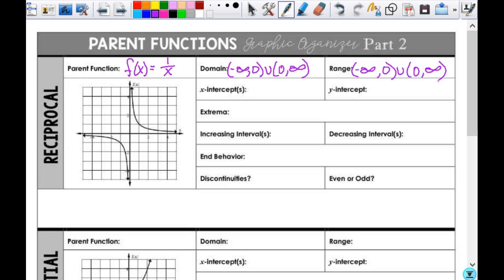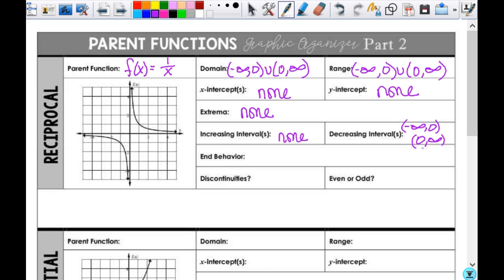X-intercepts, do I have any? Nope. Do I have any y-intercepts? Nope. Do I have any extrema? Nope. Do I have any increasing intervals? Nope, because look, this is decreasing, decreasing, decreasing, and then even though it comes up here, it's still decreasing the whole time. So there are none here. It's decreasing the whole time, so it should match my domain then. So -infinity to 0, and then 0 to infinity. And then do we use the little union here or not?